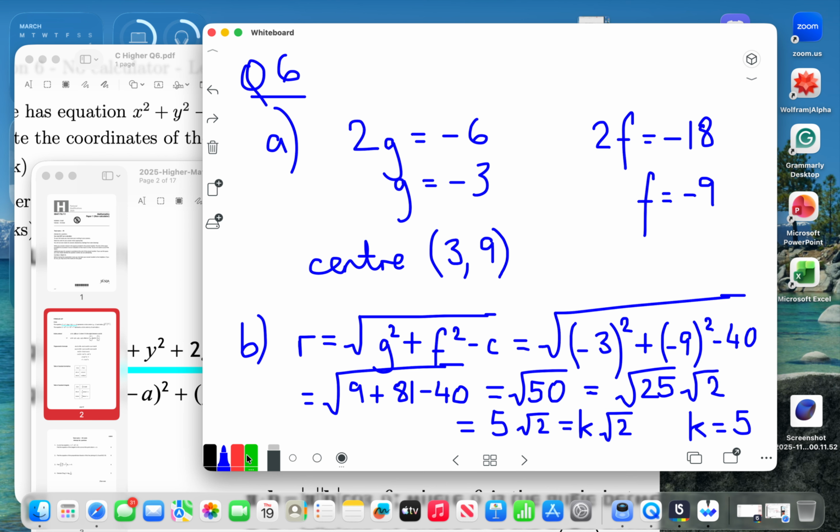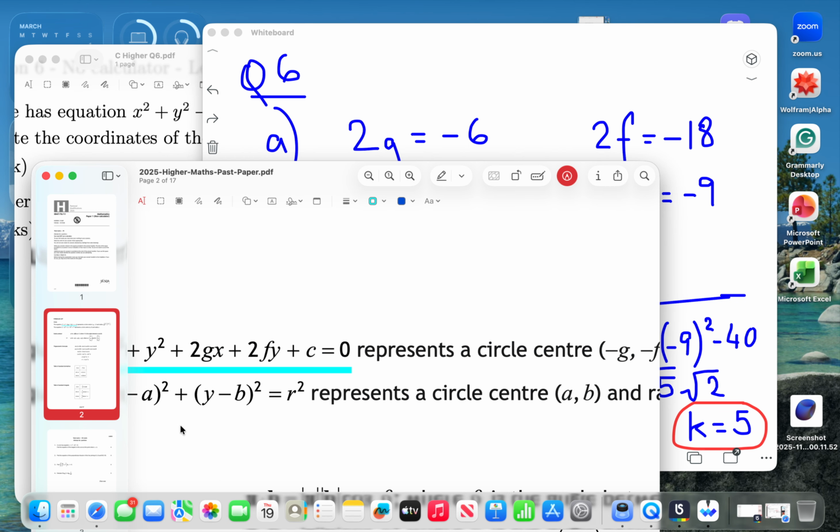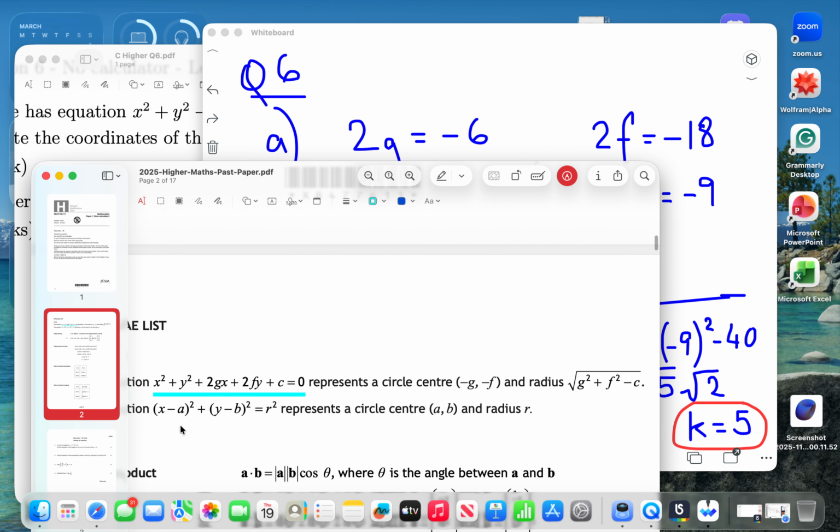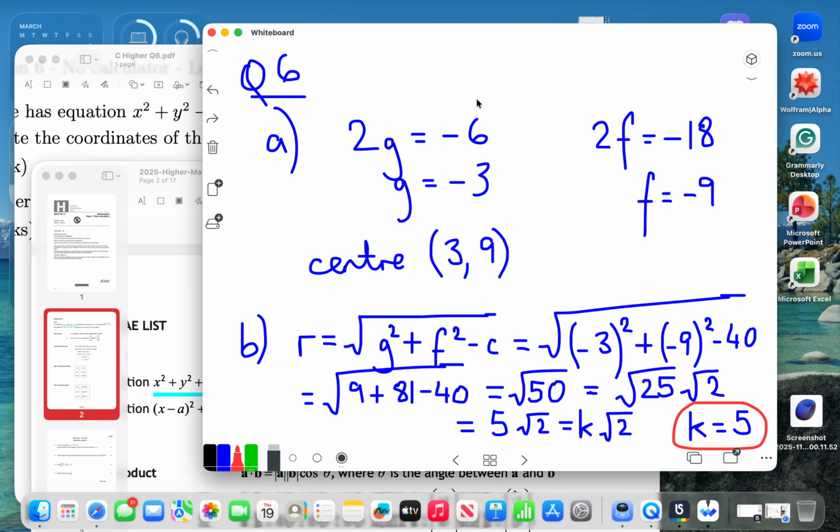And that's us finished. I hope you found this useful. Again, this kind of thing, you should be gobbling up 3 points on a question like this, because a lot of the information is given to you on page 2 of the exam book, and this sort of question comes up a lot.